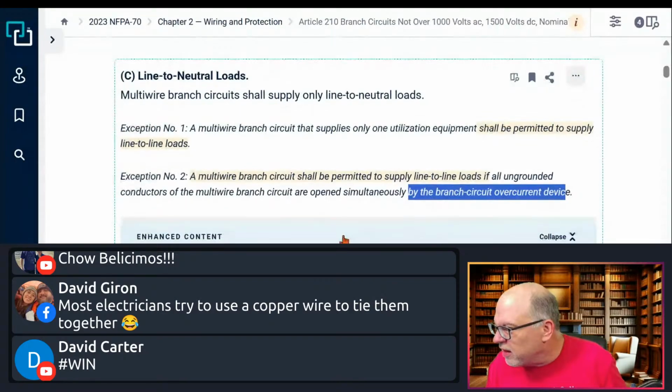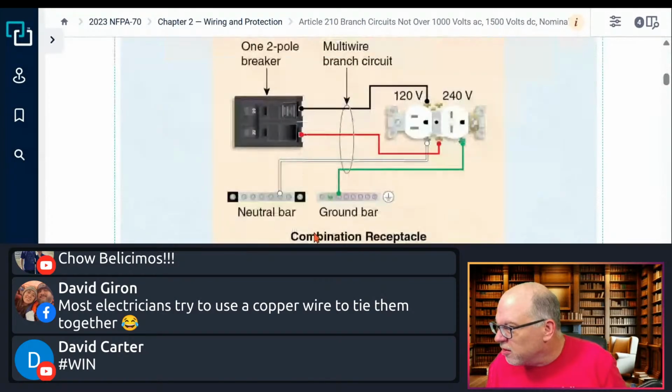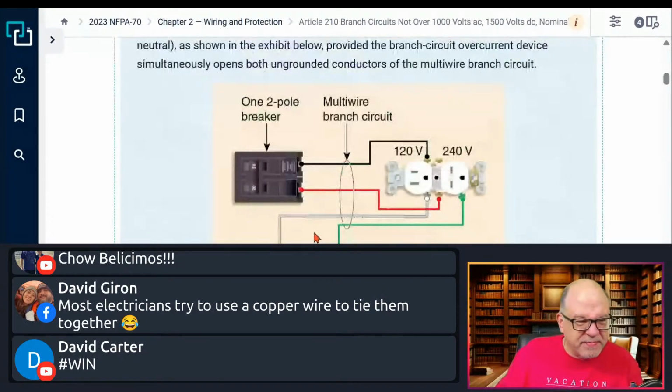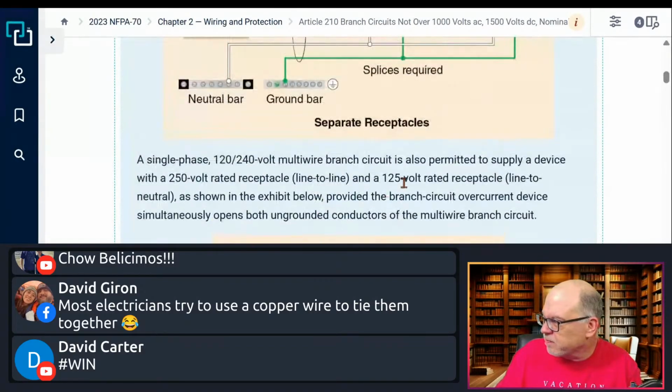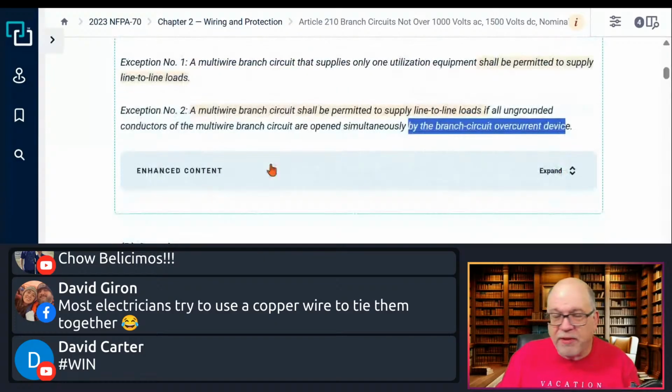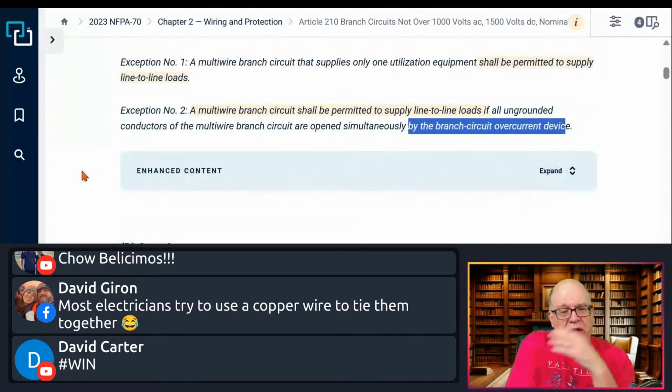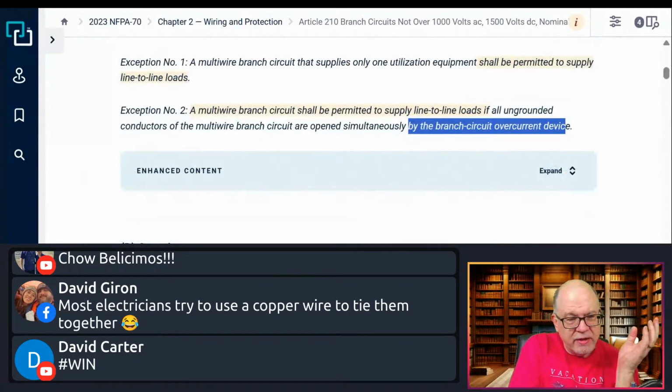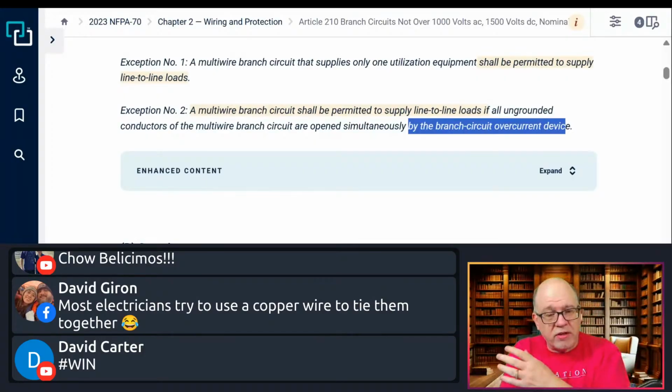And that was the example that we saw right here. Okay. This breaker, we're allowed to have line to line on here like this, as long as it is a simultaneous disconnect. Okay. So you get the flexibility. I just don't know, a lot of people are just scared because they don't understand multi-wire branch circuits.